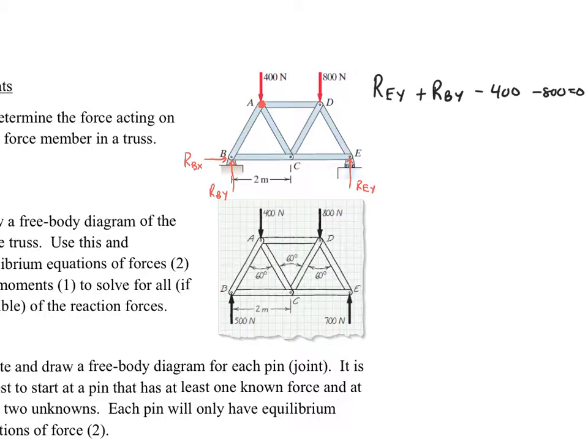Now, can I solve for REY or RBY? At this point in time, can I do it? Why not? Can I physically solve an equation when there are multiple variables? No. What would I need?